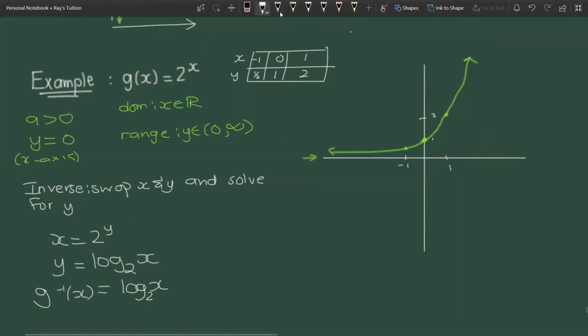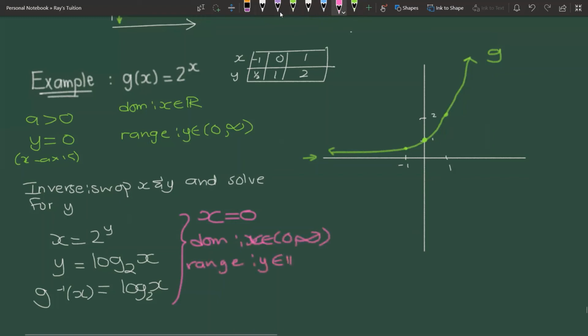So let us talk about how we would plot the inverse and the properties of the inverse. The properties will be swapped around. So now it will not have an asymptote at y is equal to 0. It will have an asymptote at x is equal to 0. The domain will be what the range used to be. So the domain will be x is an element from 0 to infinity, and the range will be y is an element of real numbers.